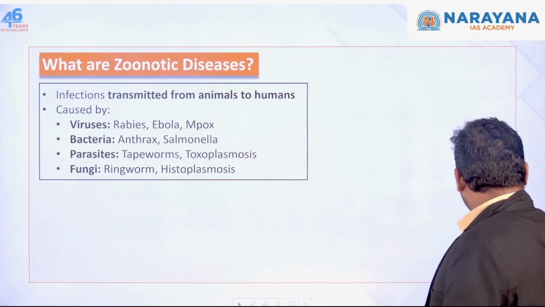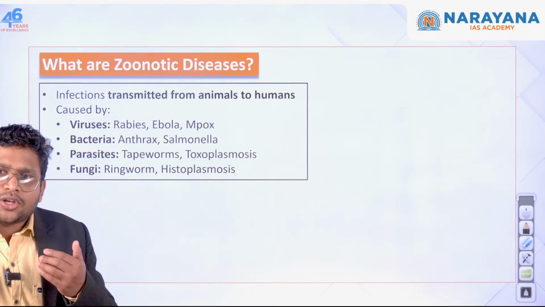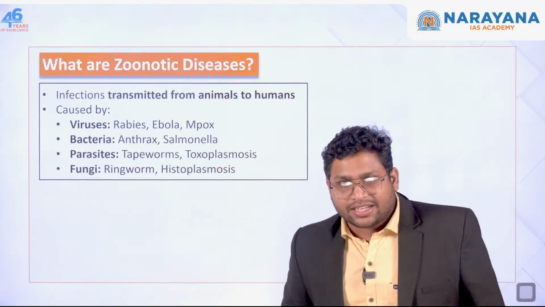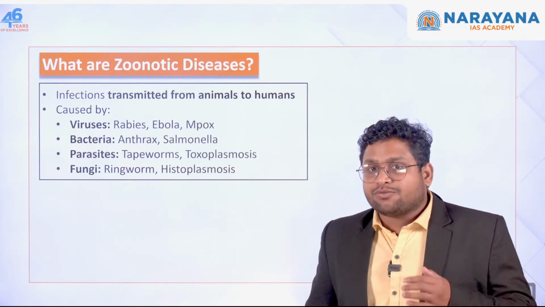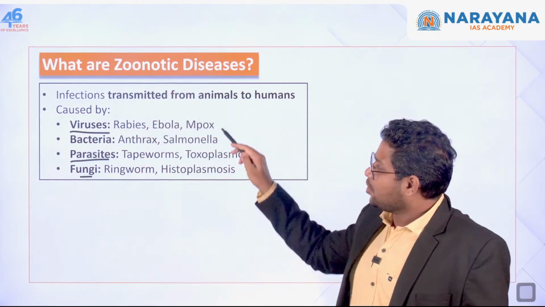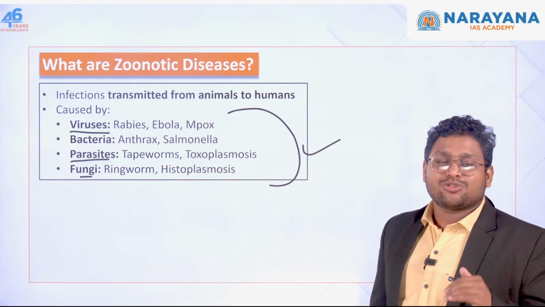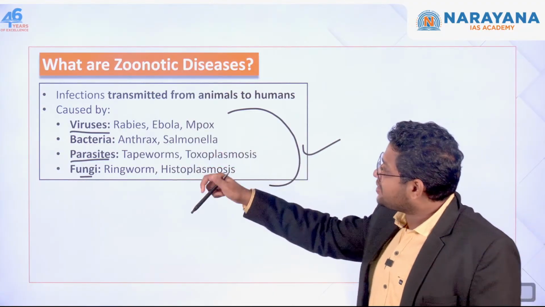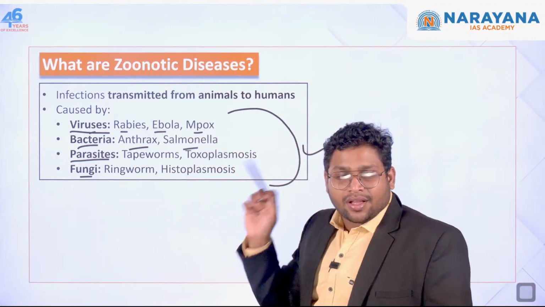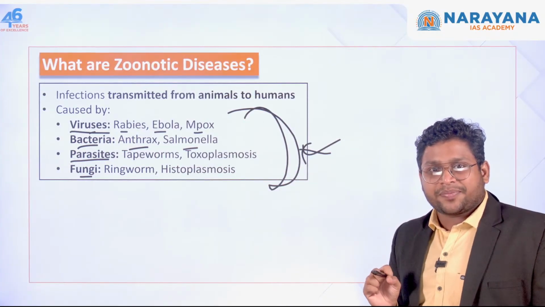Now, zoonotic disease, although I had discussed it in the last lecture, just a brief recap. Any disease which is transmitted from animals to humans is termed a zoonotic disease. This might involve bacteria, fungi, viruses, parasites, anything. Examples: because of viruses, rabies, Ebola, Mpox; bacteria, anthrax, salmonella. These are the zoonotic diseases that you get.